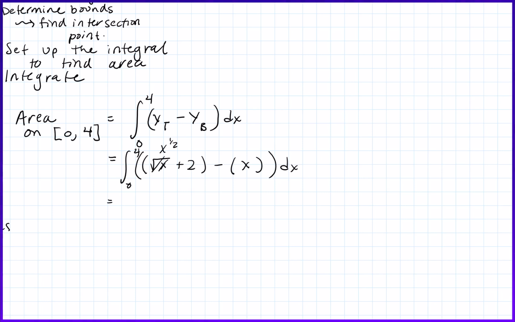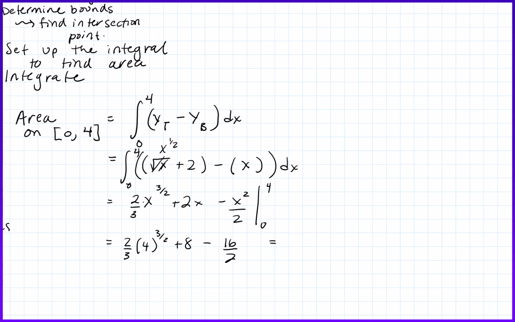So when we integrate x to the 1/2, this becomes x to the 3/2 divided by 3/2. So that's multiplying by 2/3, plus 2x minus x squared over 2. And we're evaluating it from 0 to 4. So we end up with 2/3 times 4 to the 3/2 plus 8 minus 16 divided by 2. 4 to the 3/2 is the square root of 4, which is 2, cubed. So that's times 8. We get 8 minus 8. Those cancel out. And we end up with 16/3 for this area.